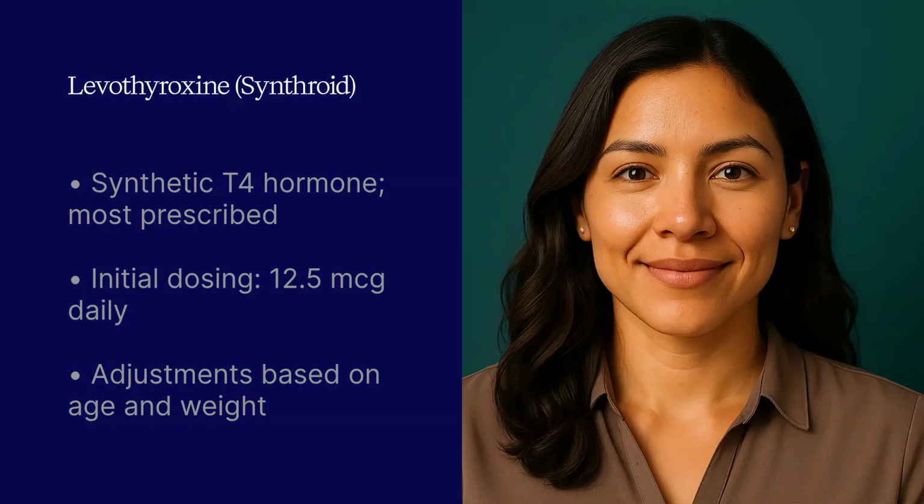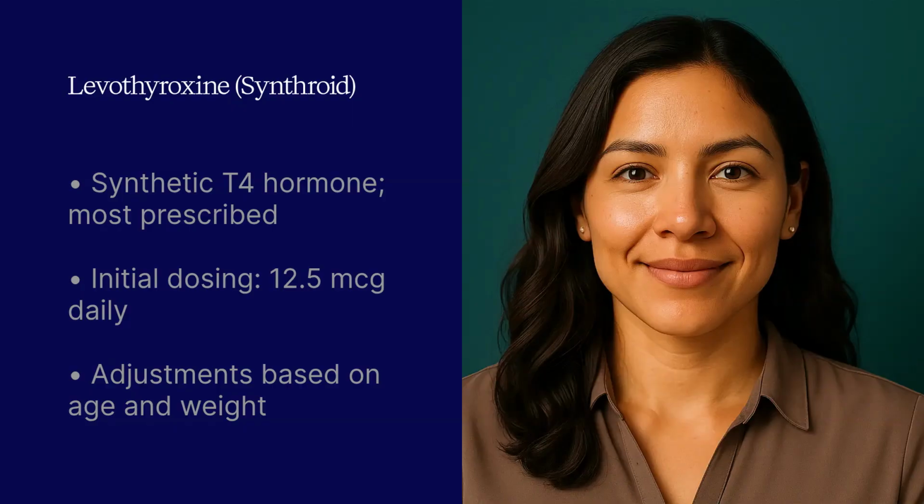Over 60: start lower, around 50 micrograms daily. Adjust by 12.5 to 25 micrograms every 6 to 8 weeks. Pediatrics: start 25 to 50 micrograms daily. Adjust every 4 to 8 weeks. Congenital: start 10 to 15 micrograms per kilogram daily.